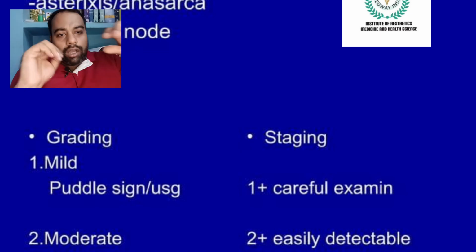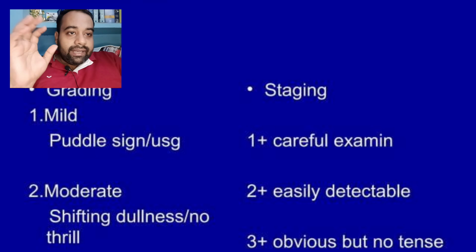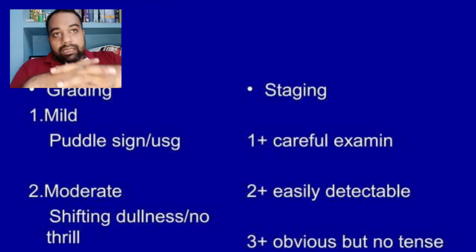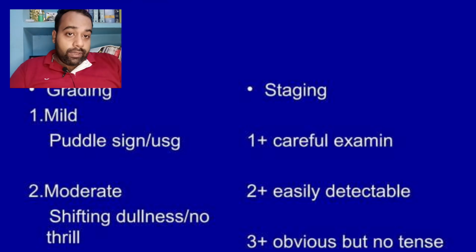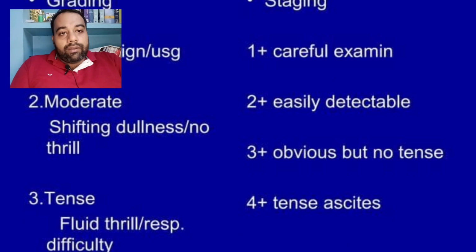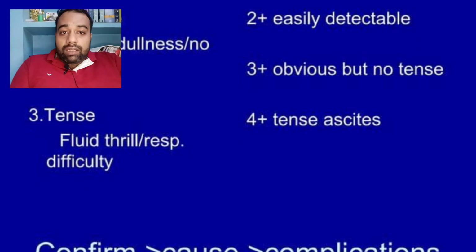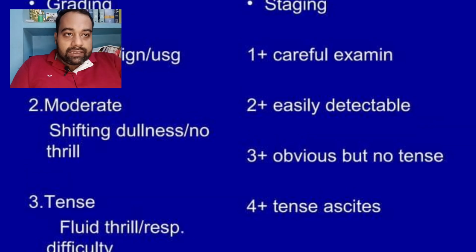Always, we have the grading and the staging. For the grading, we have the mild ascites, where you are able to get the puddle sign positive. Also, you are able to get the detection of the ascites through the USG in that case as well. In case of moderate ascites, obviously there is a shifting dullness or there is no thrill. In case of tense abdominal ascites, there is a fluid thrill, and the patient will eventually show some respiratory difficulty in some cases.